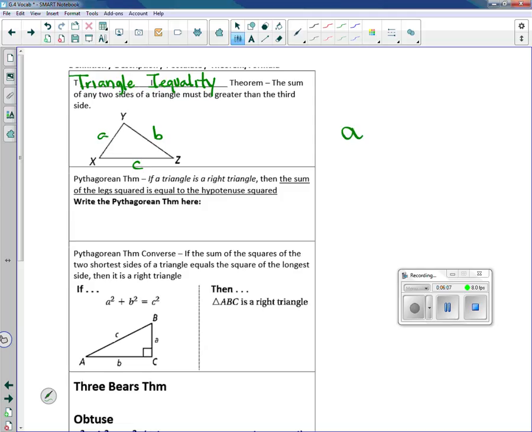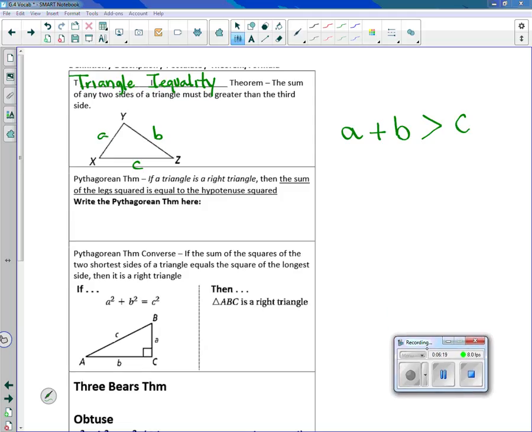If I take side A and side B and add them together, that sum must be bigger than that third side. Now, this makes logical sense if you think about it. Say this was my home, this was my school, and my friend's house was over here. If I drove from my house in a straight line, like a bird would fly, to the school, it would be some distance. I'm going to call it C here.